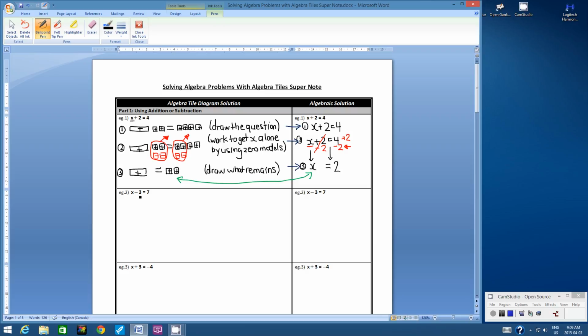Example 2 is x minus 3 equals 7. Now remember, this is part 1, using addition or subtraction. In the previous case, we used subtraction; we subtracted 2 on both sides. So let's see what we have to do for this question. All right, step 1, remember, draw the question. Let me give you a 10-second head start. I want you to draw this question right here using your algebra tiles.